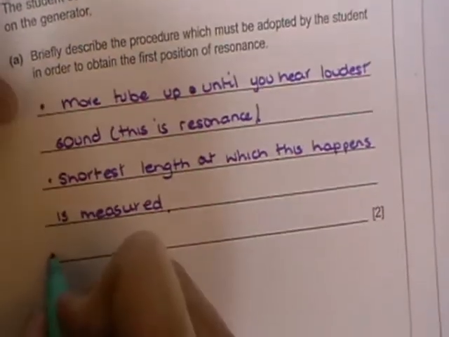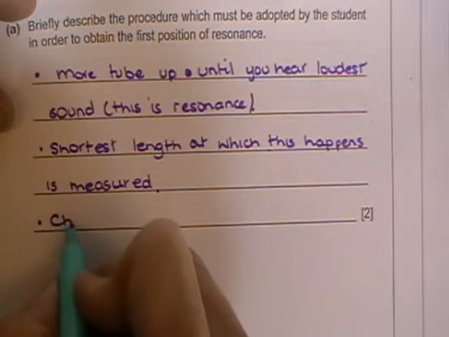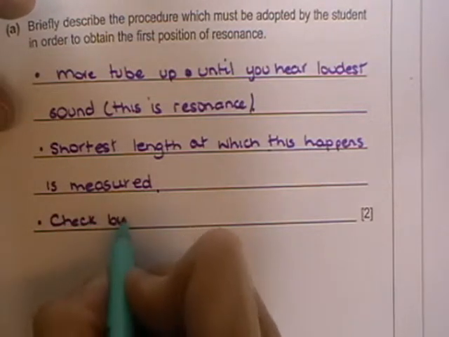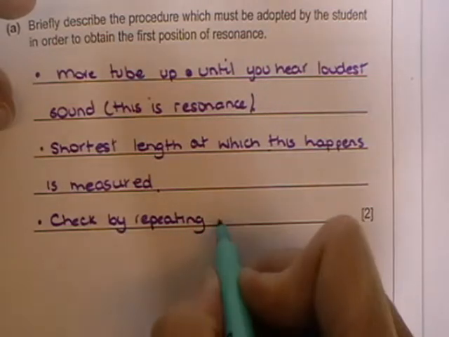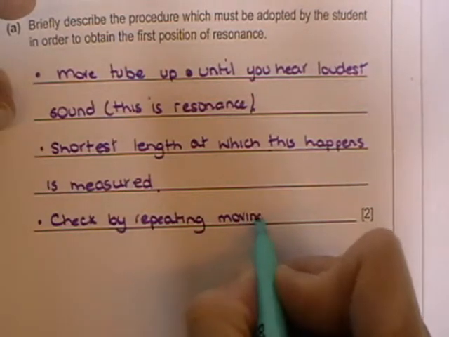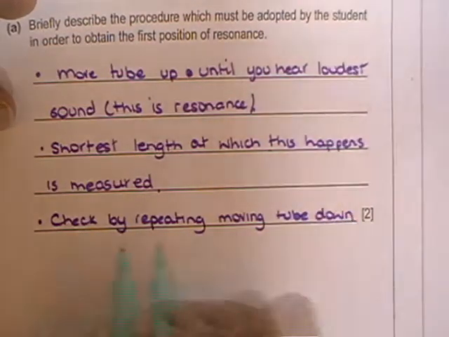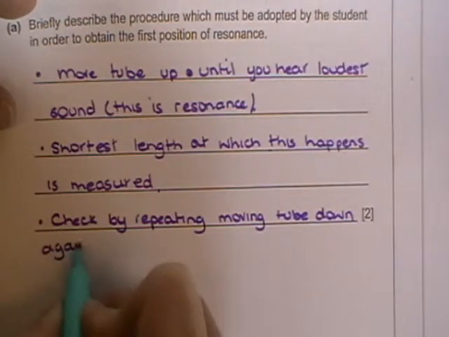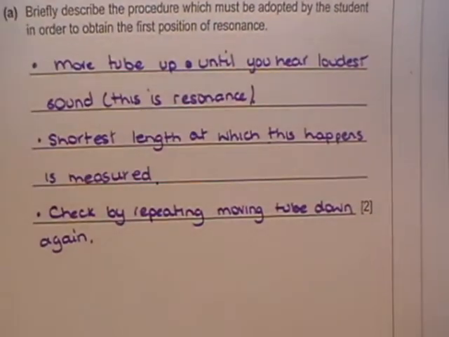You could write in there, if you wanted to be more precise and make sure that you're definitely getting your marks, check by repeating, moving the tube down the way. So you could bring it up a bit further and then push it down in again and check that you're getting that resonance at the same position.